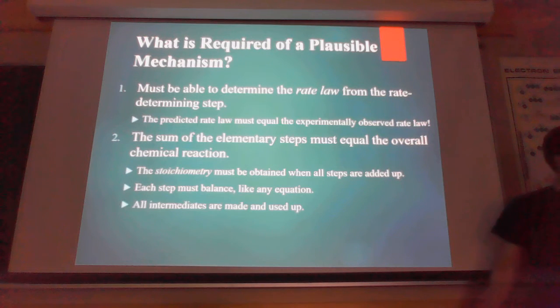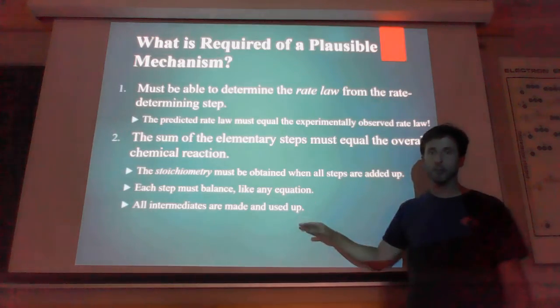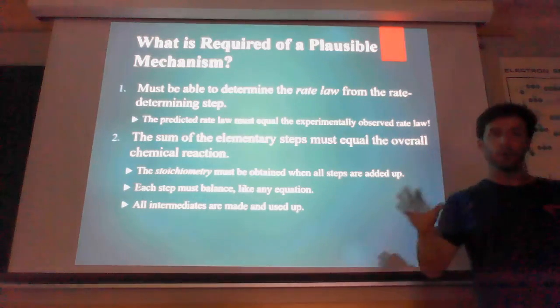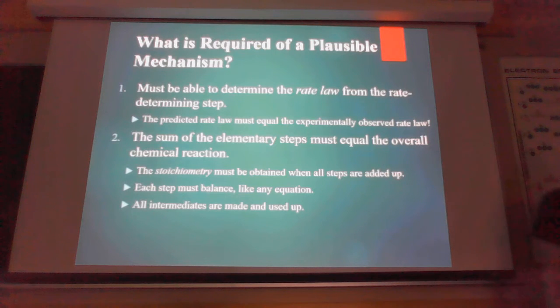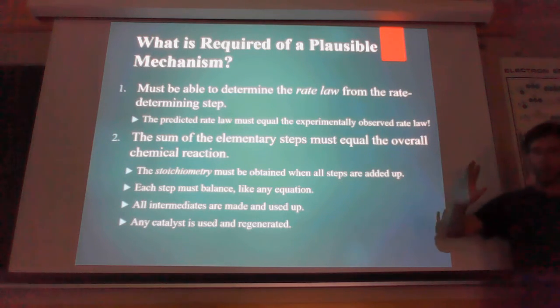Every step has to be balanced. Any intermediates that are made during the process have to be used later. You can't have any extra molecules floating around that aren't supposed to be there. And if we have a catalyst, if we use it, we got to bring it back. Again, we'll talk about that later.